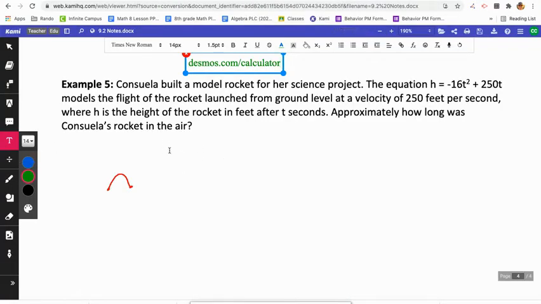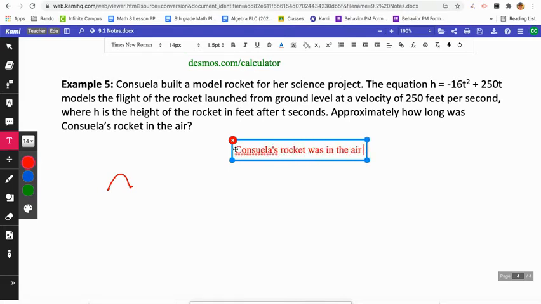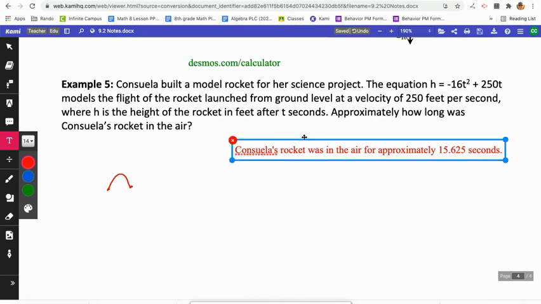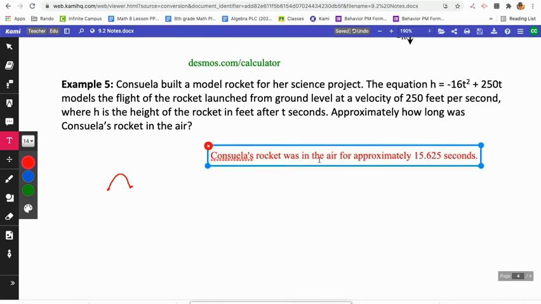Consuela's rocket was in the air for approximately 15.625 seconds. Your textbook might just round to the tenths place, and that's okay. They probably use a graphing calculator, but Desmos allows us to click and find that exact value. So remember, we are looking at when the rocket started on the ground to when the rocket landed back on the ground. And here, we just want to see that answer.